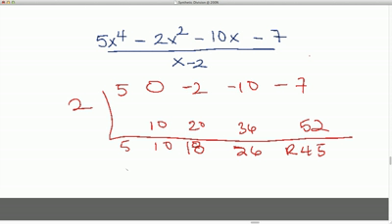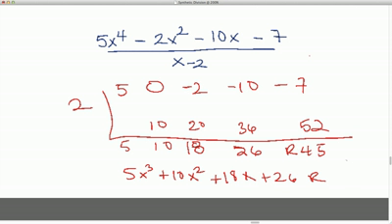So your final answer would be 5x cubed plus 10x squared plus 18x plus 26, the remainder of 45, or you could say plus 45 over x minus 2.